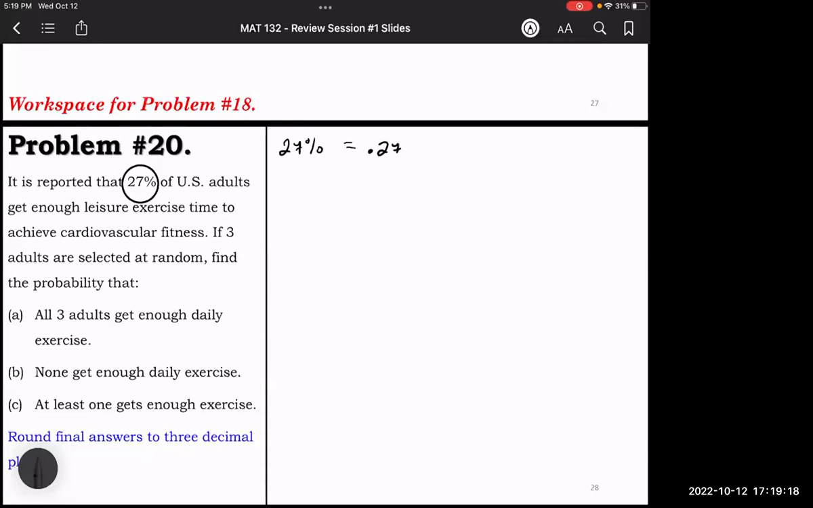Okay, so part A. If you want to compute the probability of all 3 adults, just simply take 0.27 and multiply it by itself 3 times.